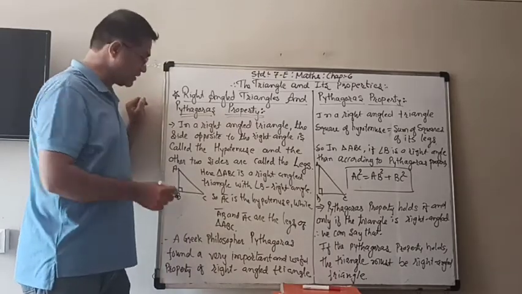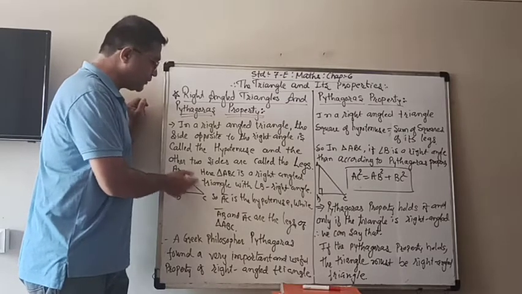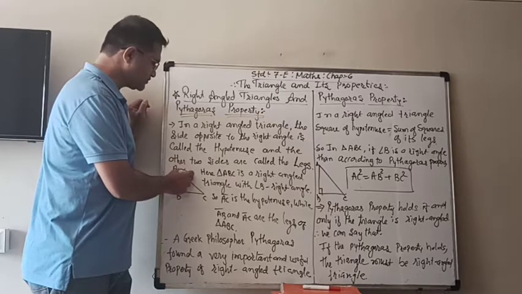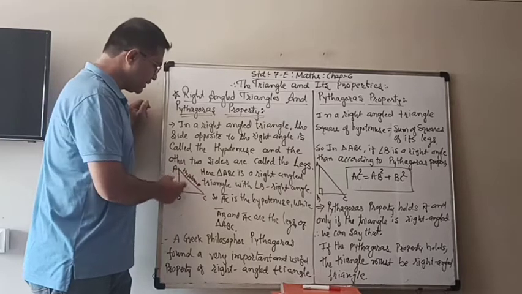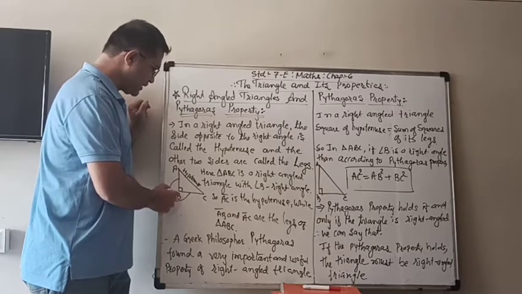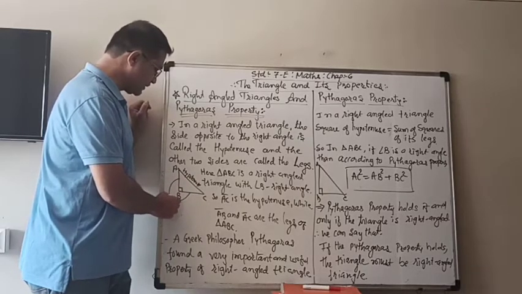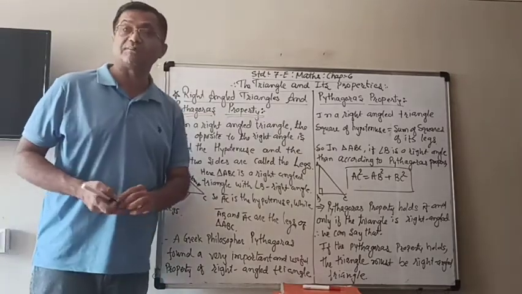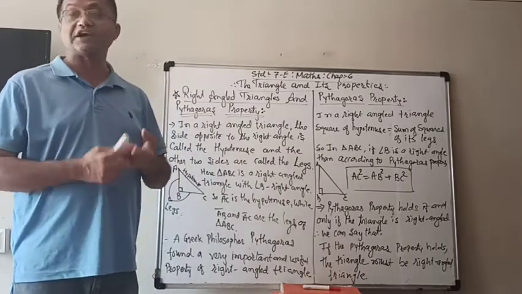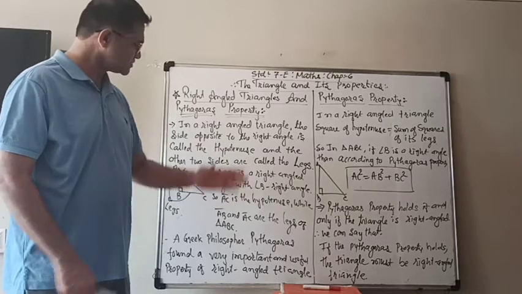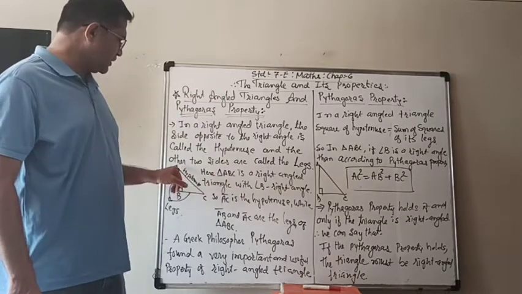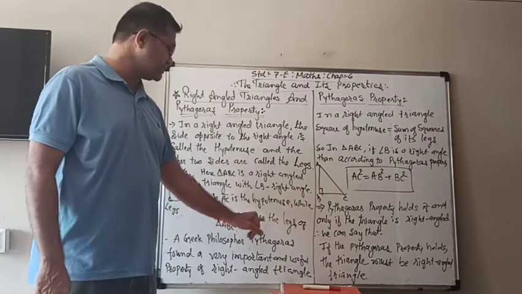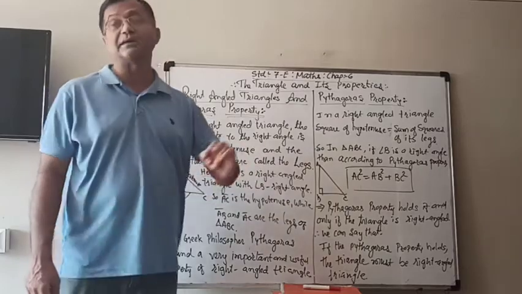a right angled triangle. So now the side AC is opposite to the right angle, so this is the hypotenuse, and the other two sides, AB and BC, are the legs. So that is the hypotenuse, and the other two sides which are forming the right angle are known as the legs. Now, so here line segment AC is the hypotenuse and AB and BC are the legs of triangle ABC.